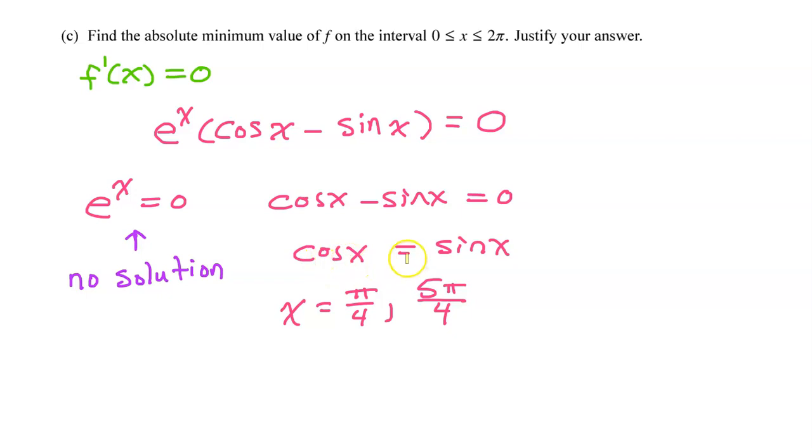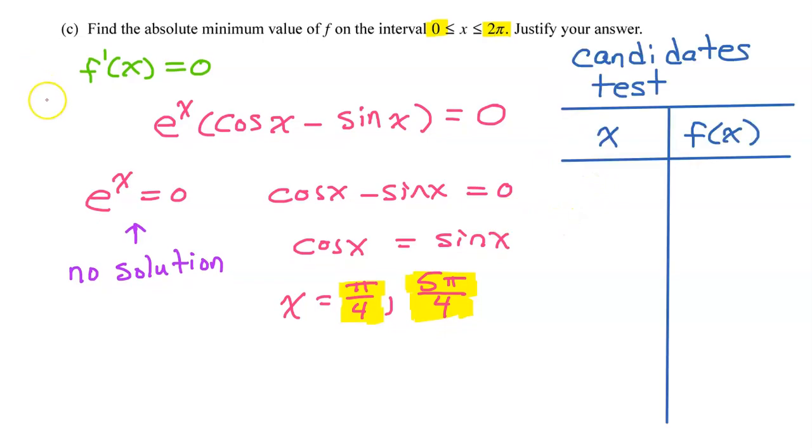So cosine x equals sine x at x equals pi over 4 and 5 pi over 4. So we have these two candidates. These are possible locations for the absolute min, as well as 0 and 2 pi. So it's time to make our candidates test. Go ahead and make an old school T-chart like this. Be sure to actually label it as candidates test.